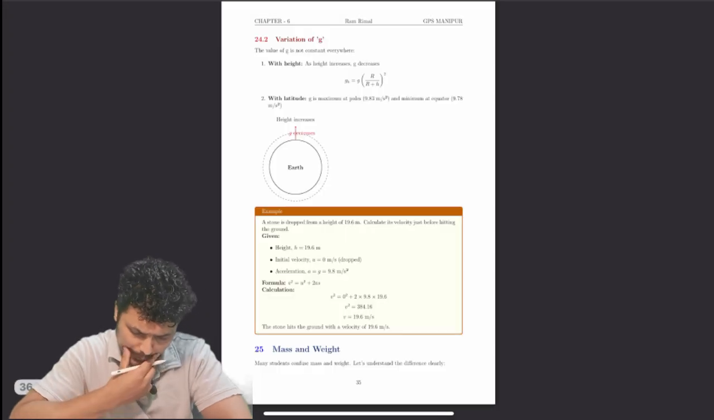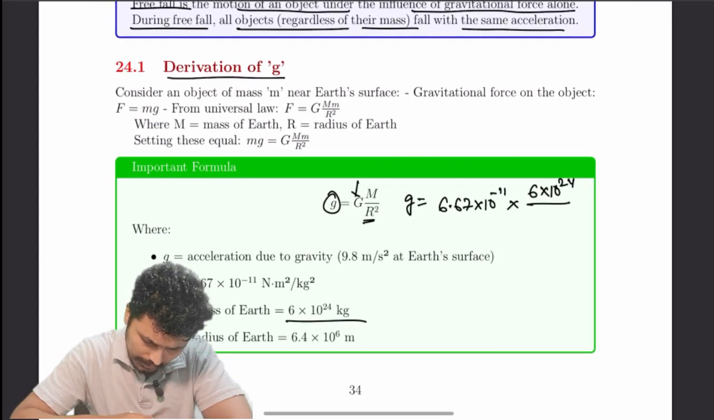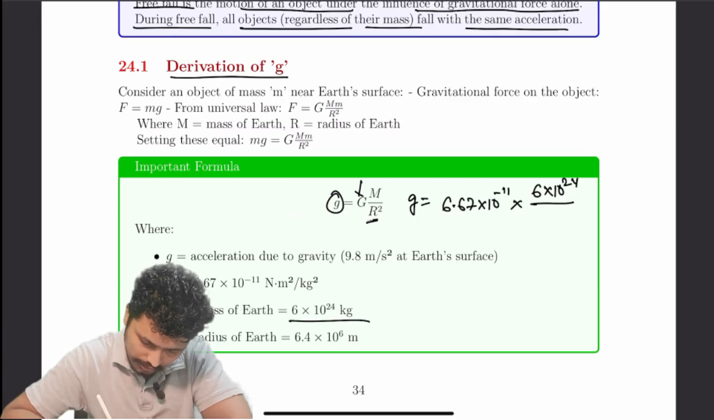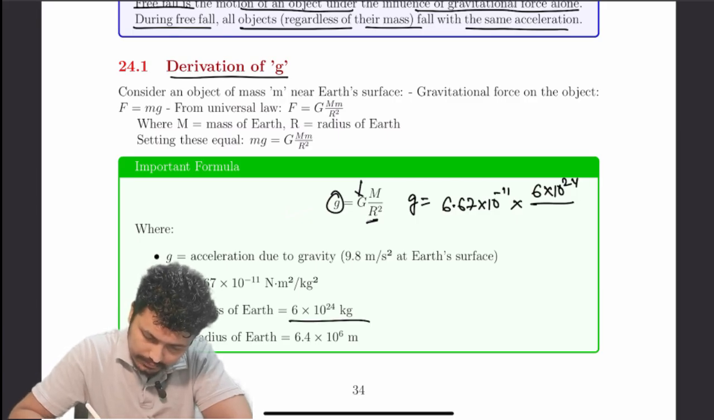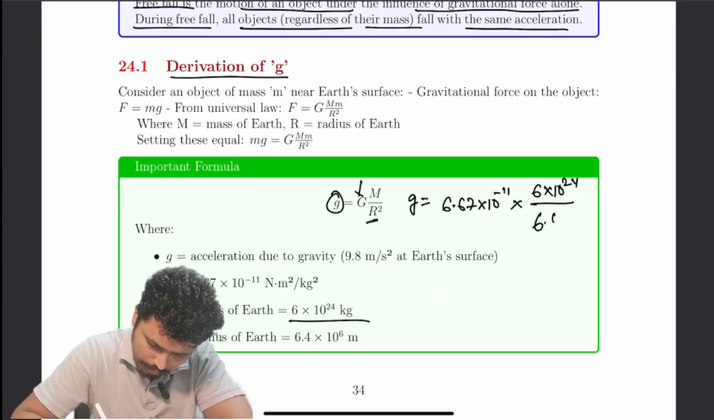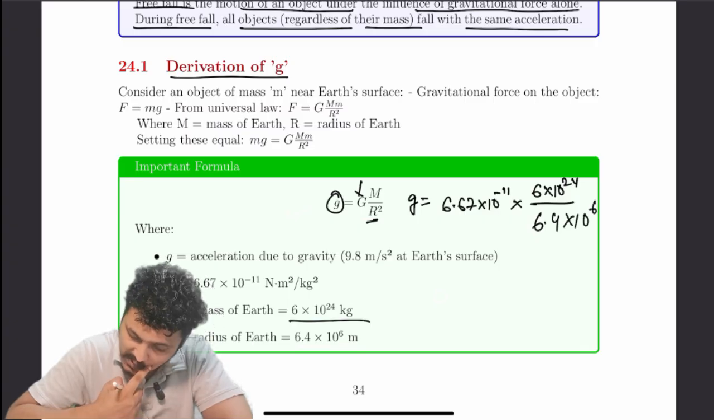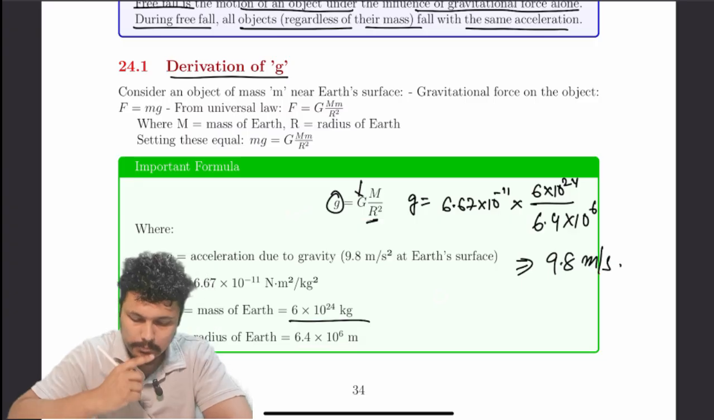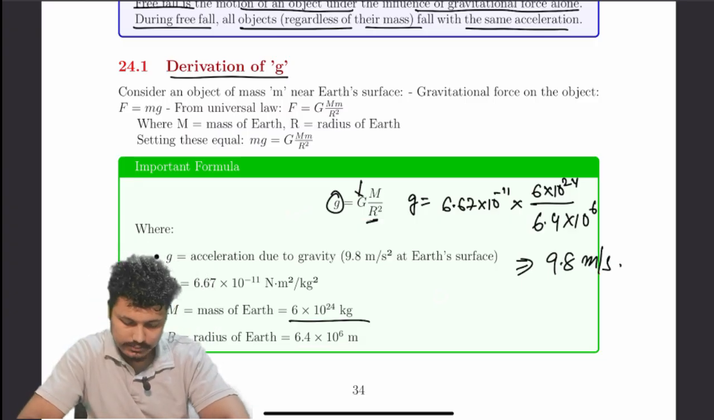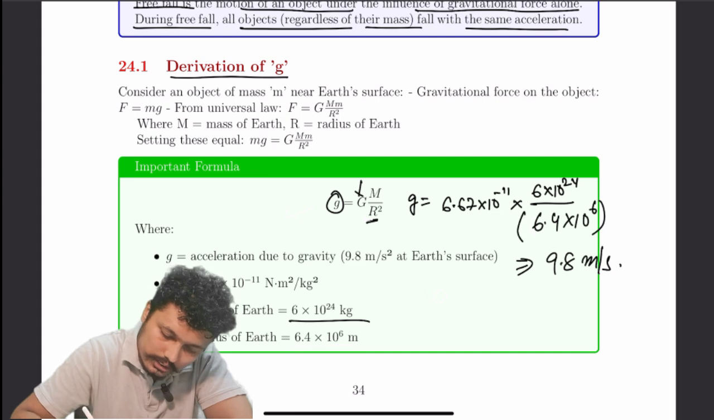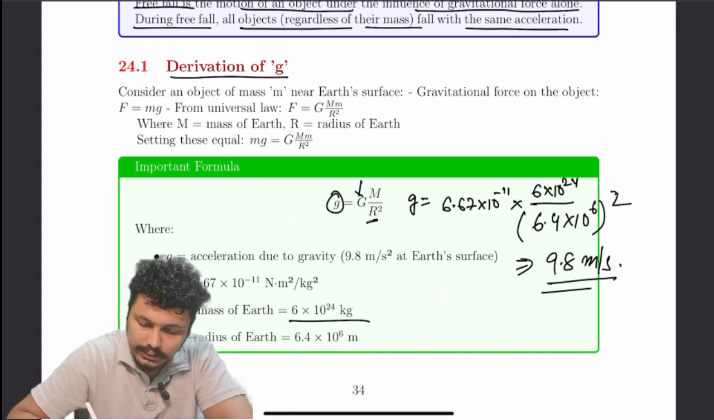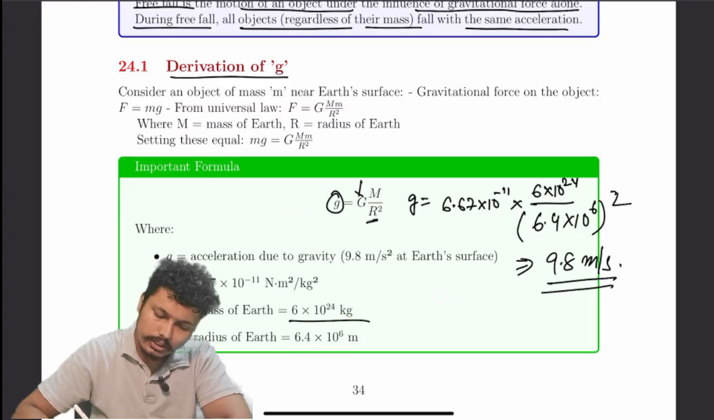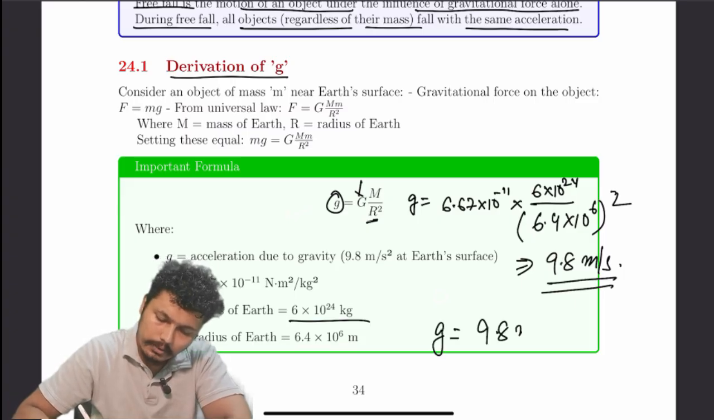Okay, let's go next. The radius is also given, so I can calculate g. The radius is 6.4 into 10 to the power 6. When I cancel all these things, divided by 6.4 into 10 to the power 6 whole square, after doing all this calculation, I get the answer to be 9.8 meter per second square. So that is the value of g, 9.8 meter per second square.